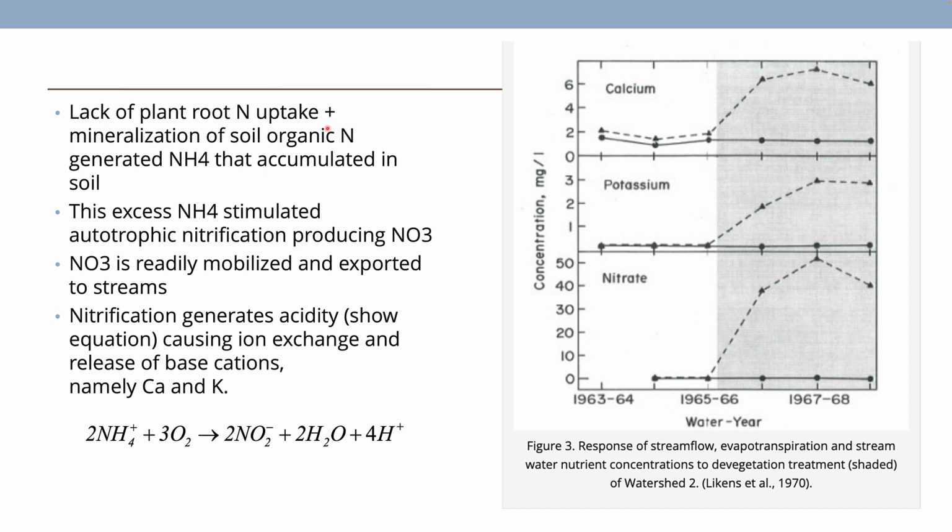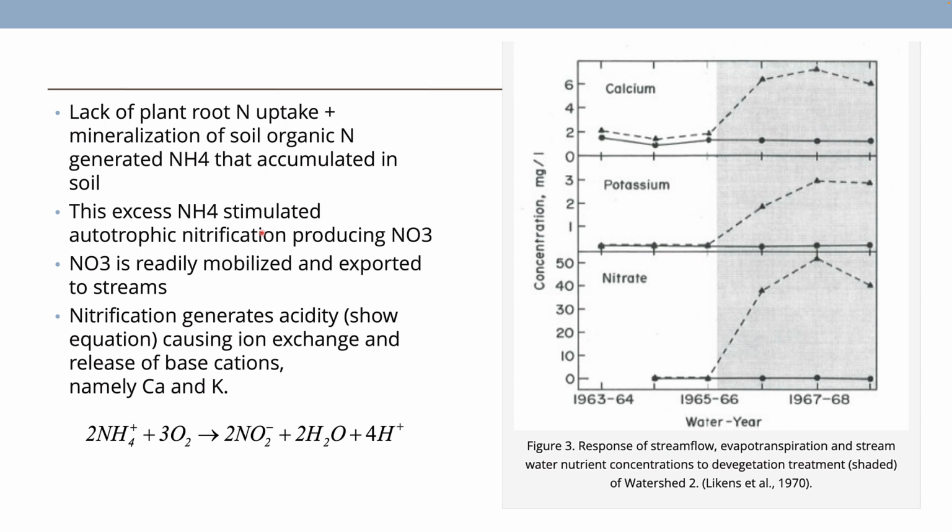There's also mineralization of all of that soil organic nitrogen, which generates more ammonium that is accumulating in the soil. So we have less root uptake, and we're having mineralization of this organic N that's accumulating. We've got a lot of excess ammonium, and that excess ammonium is stimulating autotrophic nitrification. So remember, ammonium to nitrate.